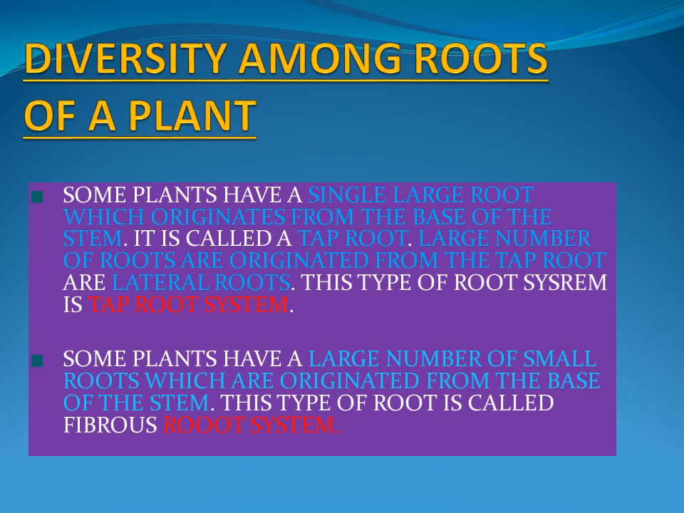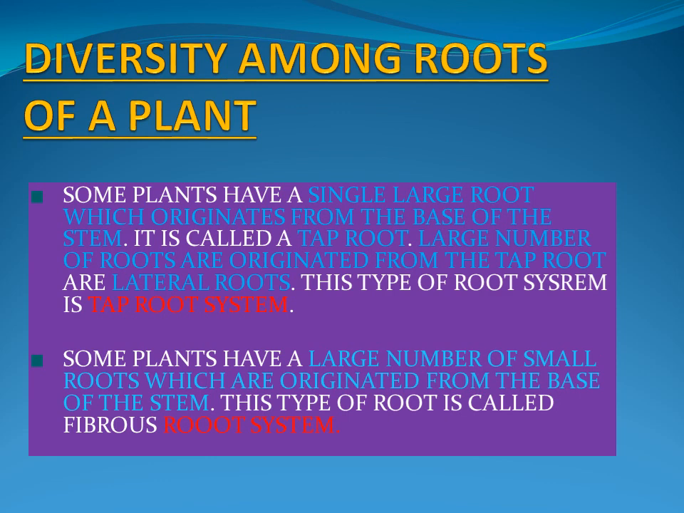So guys, the taproot system is the root system in which the taproot and lateral roots are both present. The taproot is the main root which is going down, and the lateral roots are coming away from the taproot. There are a large number of lateral roots coming from the taproot, and that system is known as the taproot system.